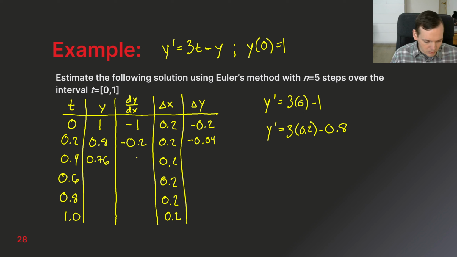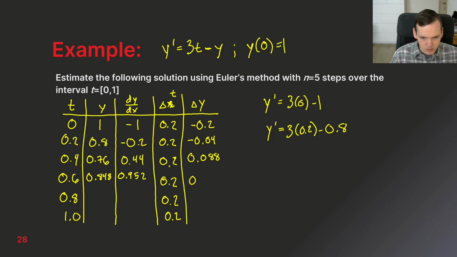0.76. The next slope that you'll calculate will be 0.44. Multiplying across, we get 0.088. Adding 0.2 to my t value, sorry, this should have been t, will give me 0.6. Adding 0.088 to 0.76 gives 0.848. And then if you calculate the slope based off of 0.6 and 0.848, you should get 0.952.